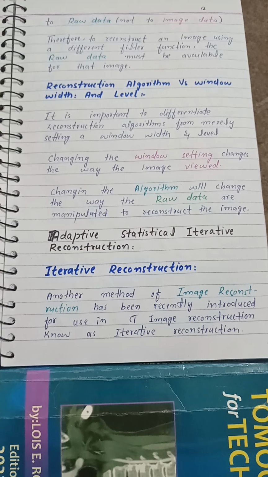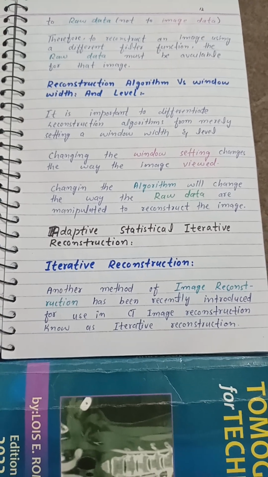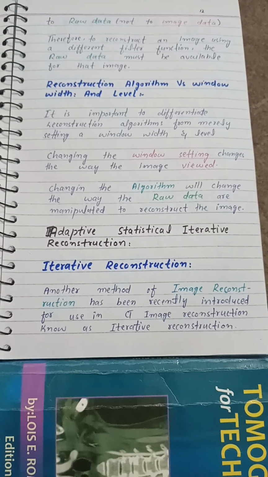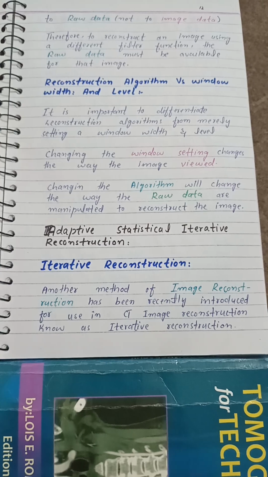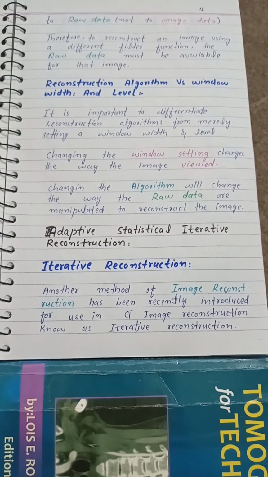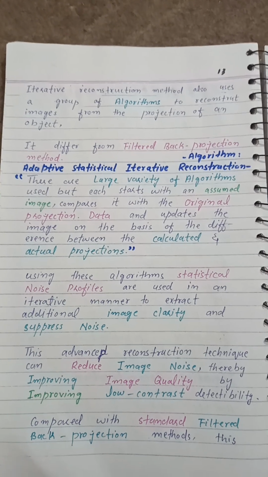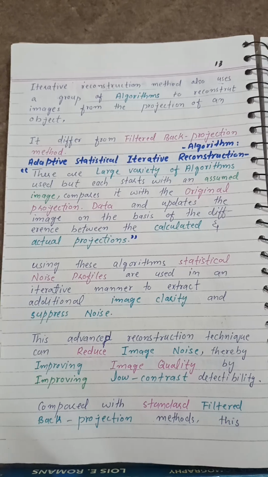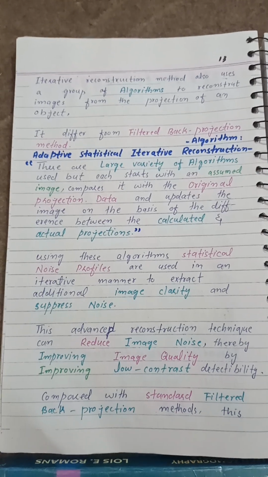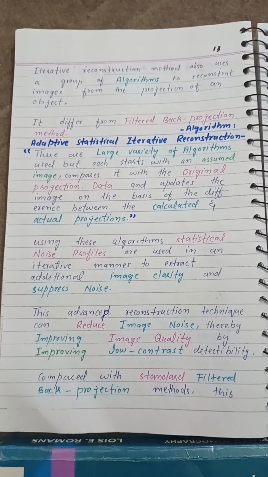Adaptive statistical iterative reconstruction. Iterative reconstruction, another method of image reconstruction, has recently been introduced for use in CT image reconstruction. The iterative reconstruction method also uses a group of algorithms to reconstruct images from the projection of an object. It differs from the filtered back projection method.